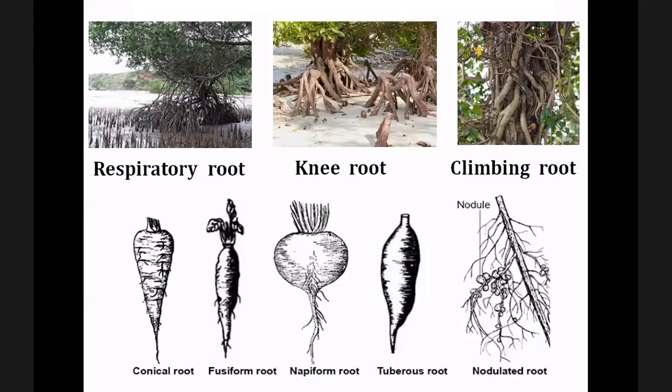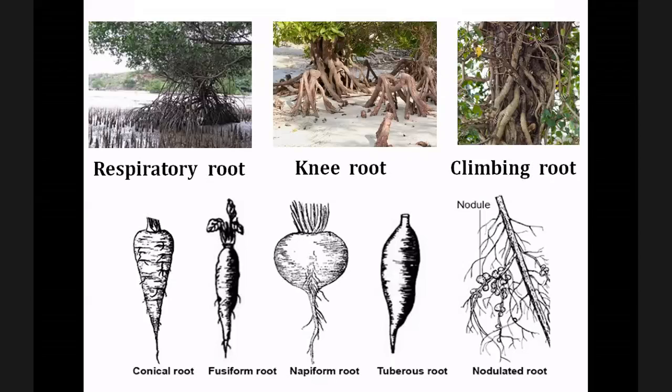The next category is the climbing root. This is also one of the advantageous roots. The roots arise from the node and the internode parts of the stem.